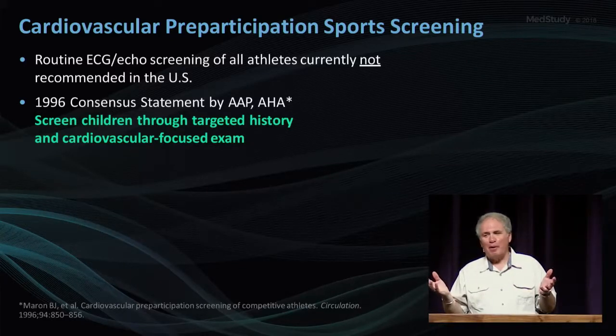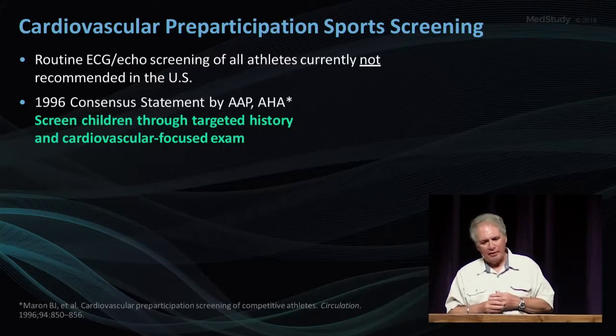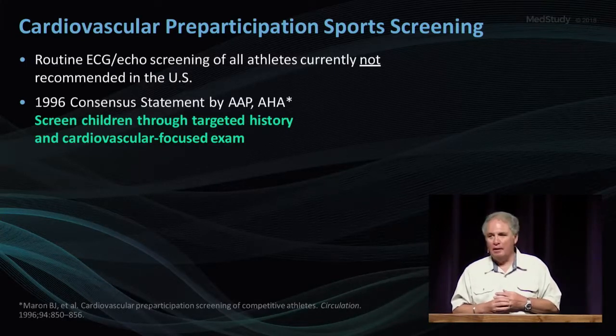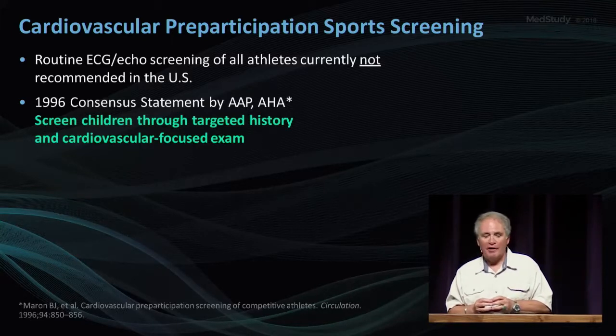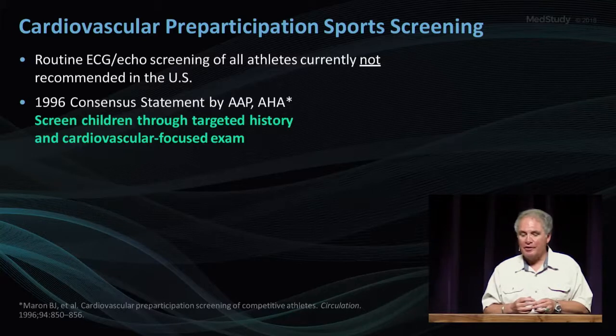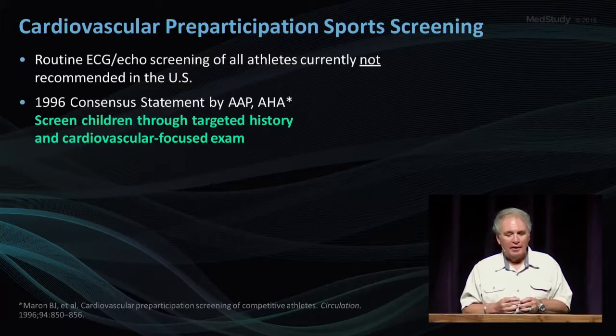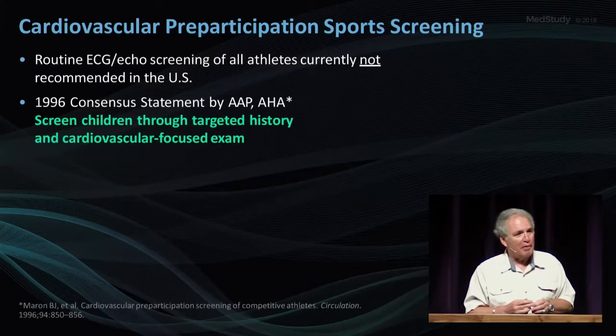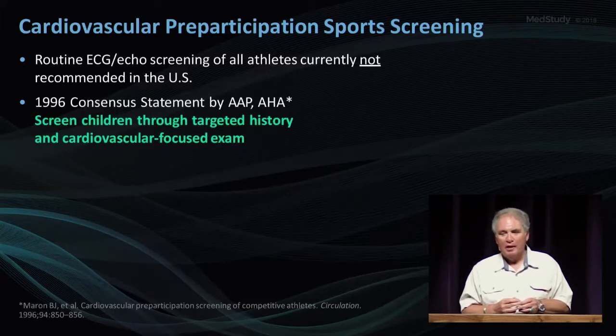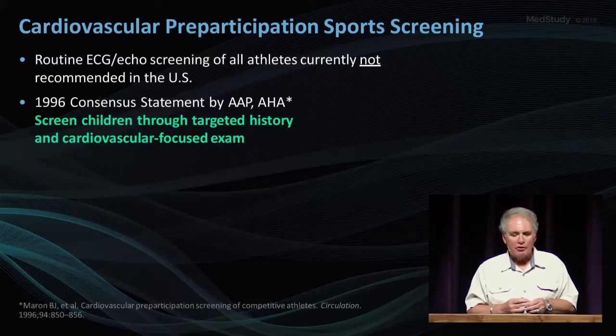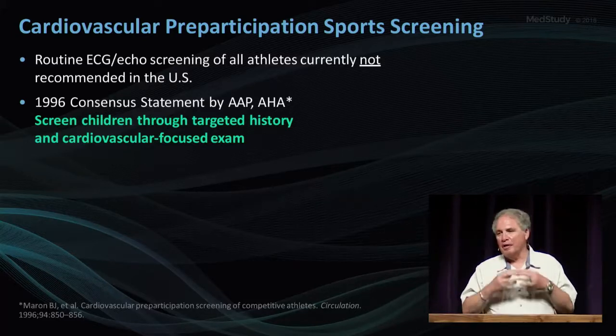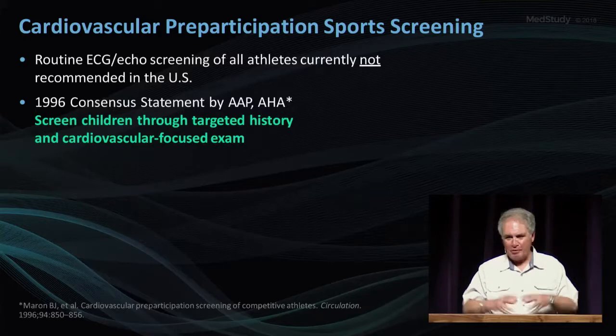What do we do about this problem of sudden cardiac death in the child athlete? Well, routine electrocardiographic and echo screening of all athletes, which you would think might make sense but doesn't seem to, is currently not recommended in the United States. Rather, the American Heart Association and the American Academy of Pediatrics have endorsed a strategy of screening children through targeted history and very focused physical exams to identify at-risk kids.